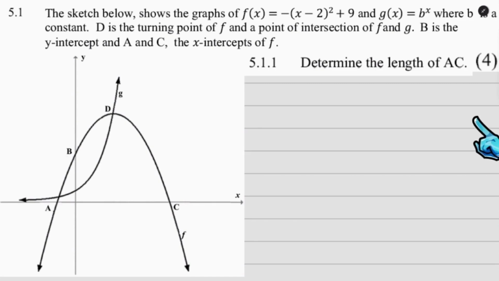Jumping off in question 5, we've been given 2 functions, f of x, which is a parabola, and that's the sad face over here, and g of x, which is an exponential function. Anything to the power of x forms like a ramp like this, an exponential function. So I'm going to color code these guys quickly.